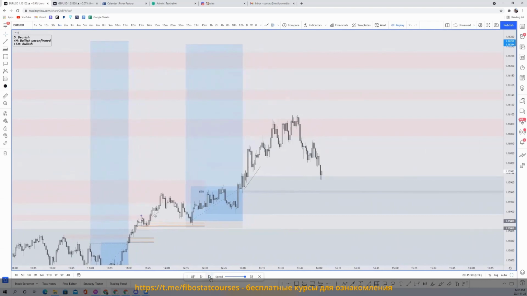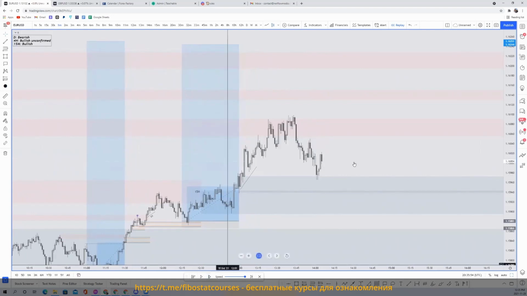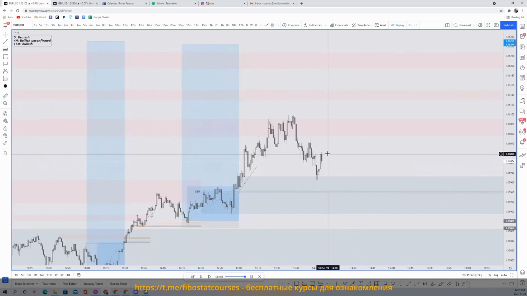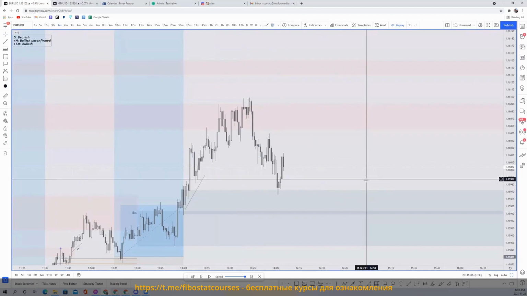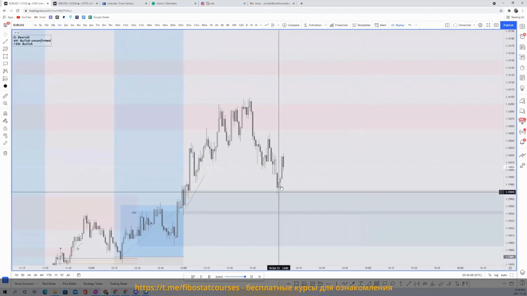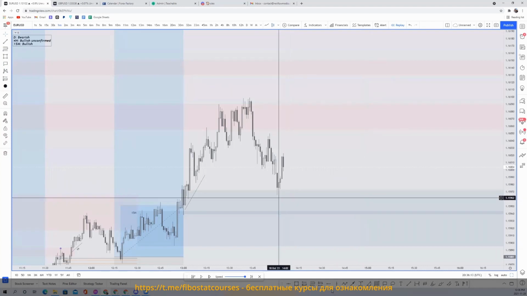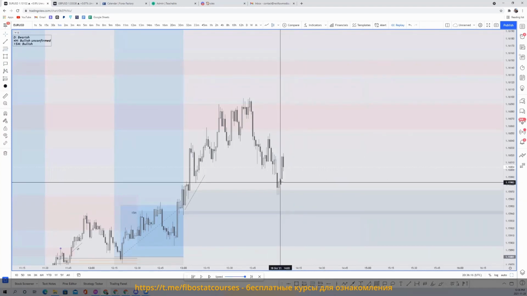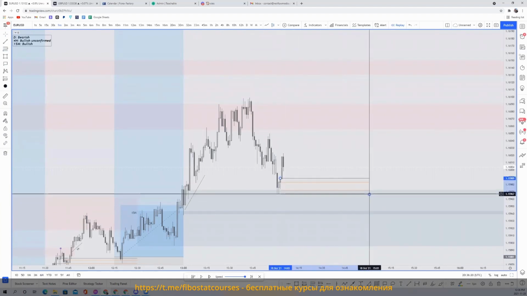So we did tap our first POI. That to me is a bit of a V-shaped reaction. You do get a 1 minute shock here. The proper zone would probably be this wick. I would likely, depending on the size of this, see how big is that. So let's just measure that quick.